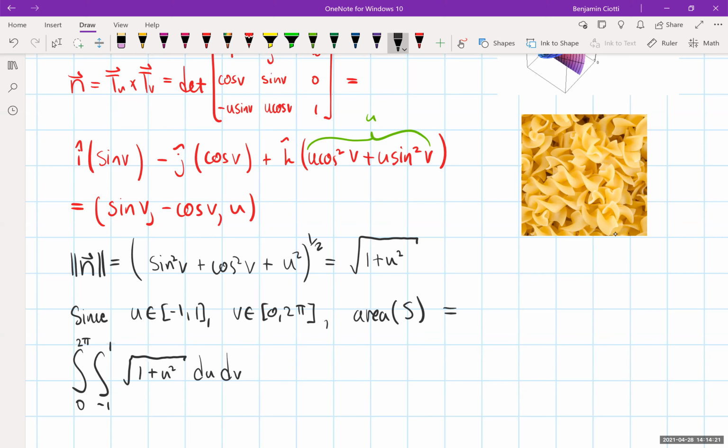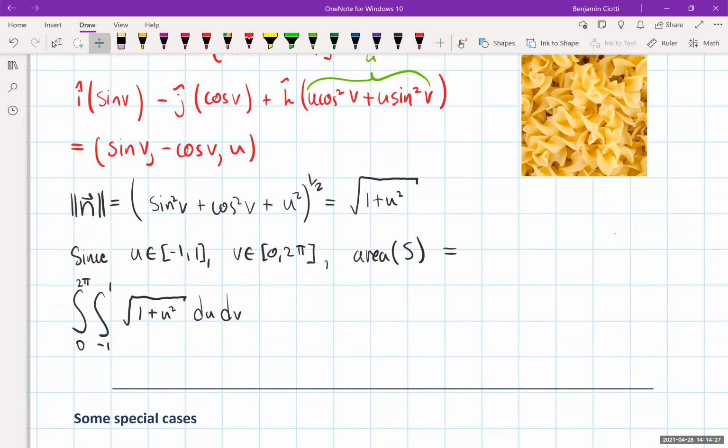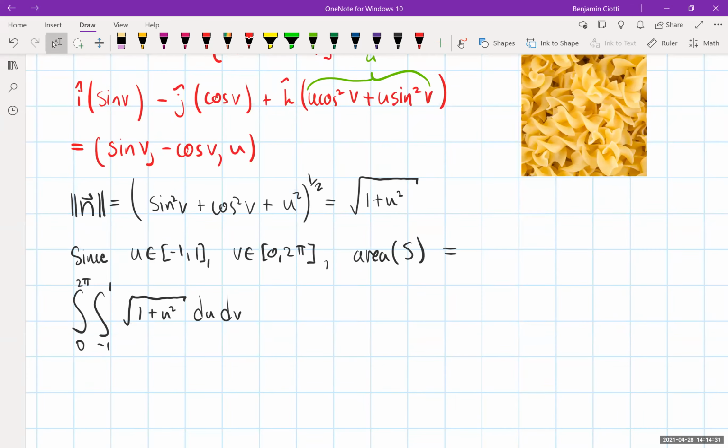So at this point, we just have a double integral problem. Although, if you've tried this problem already, it ends up being kind of tricky unless you use a table. So v does not even appear, so that one is easy to compute.